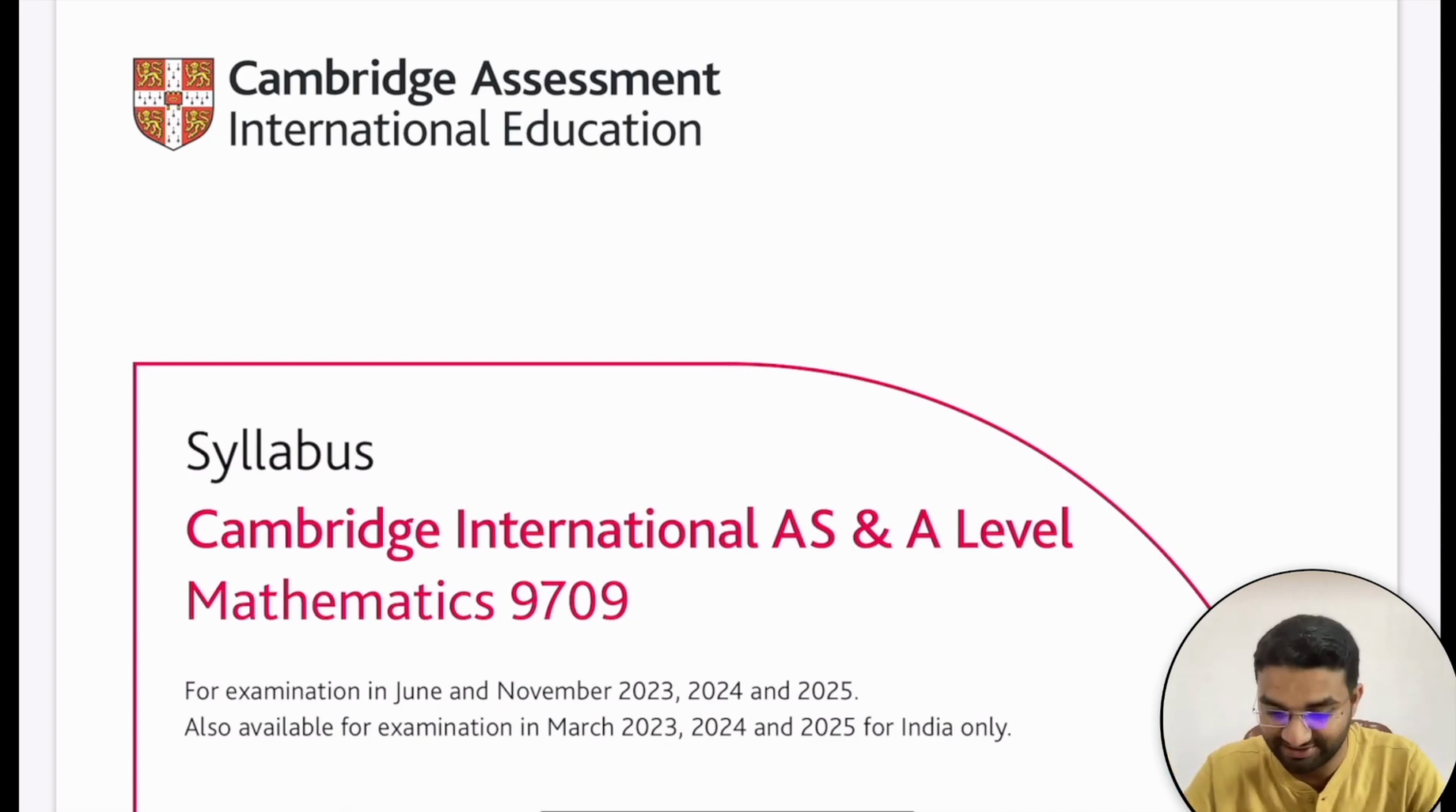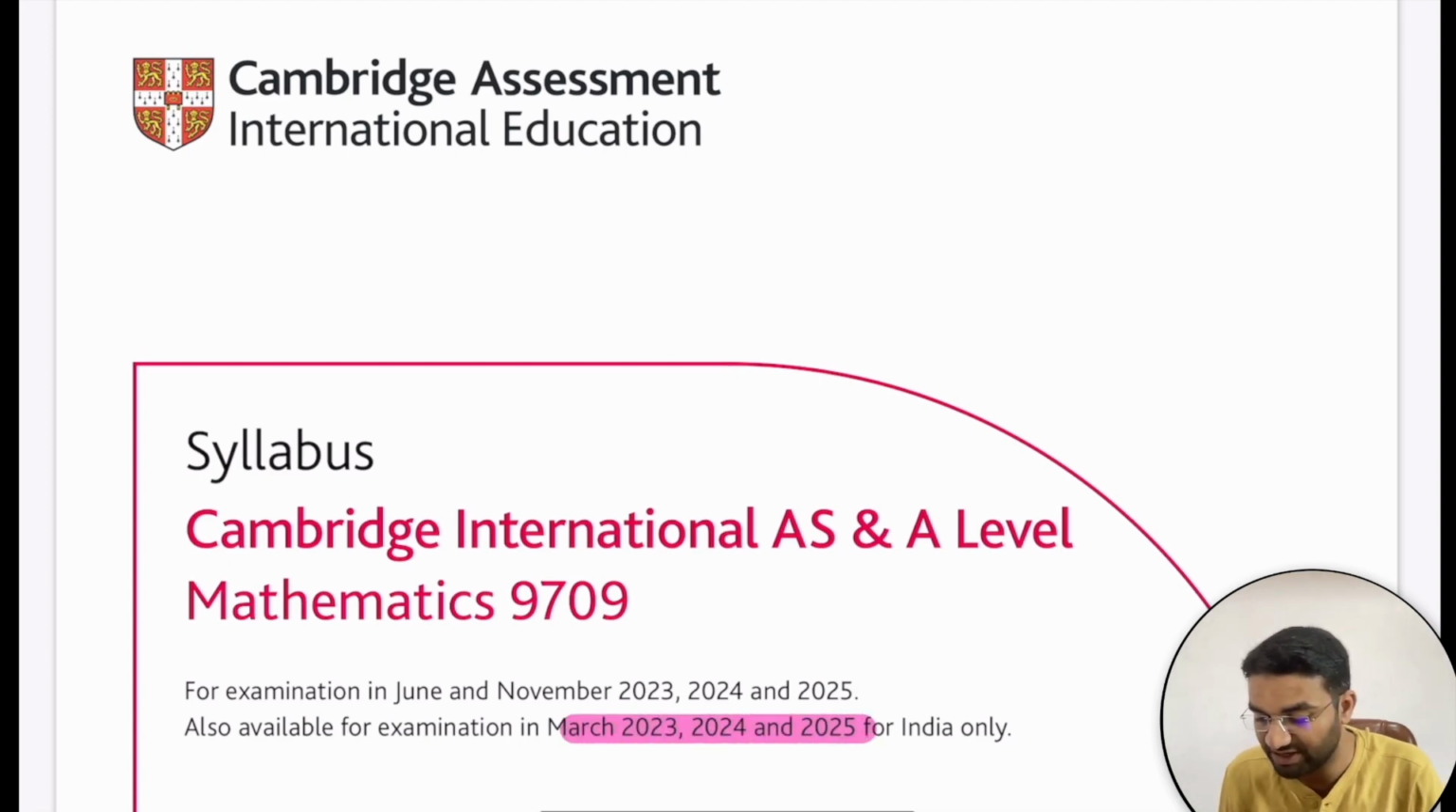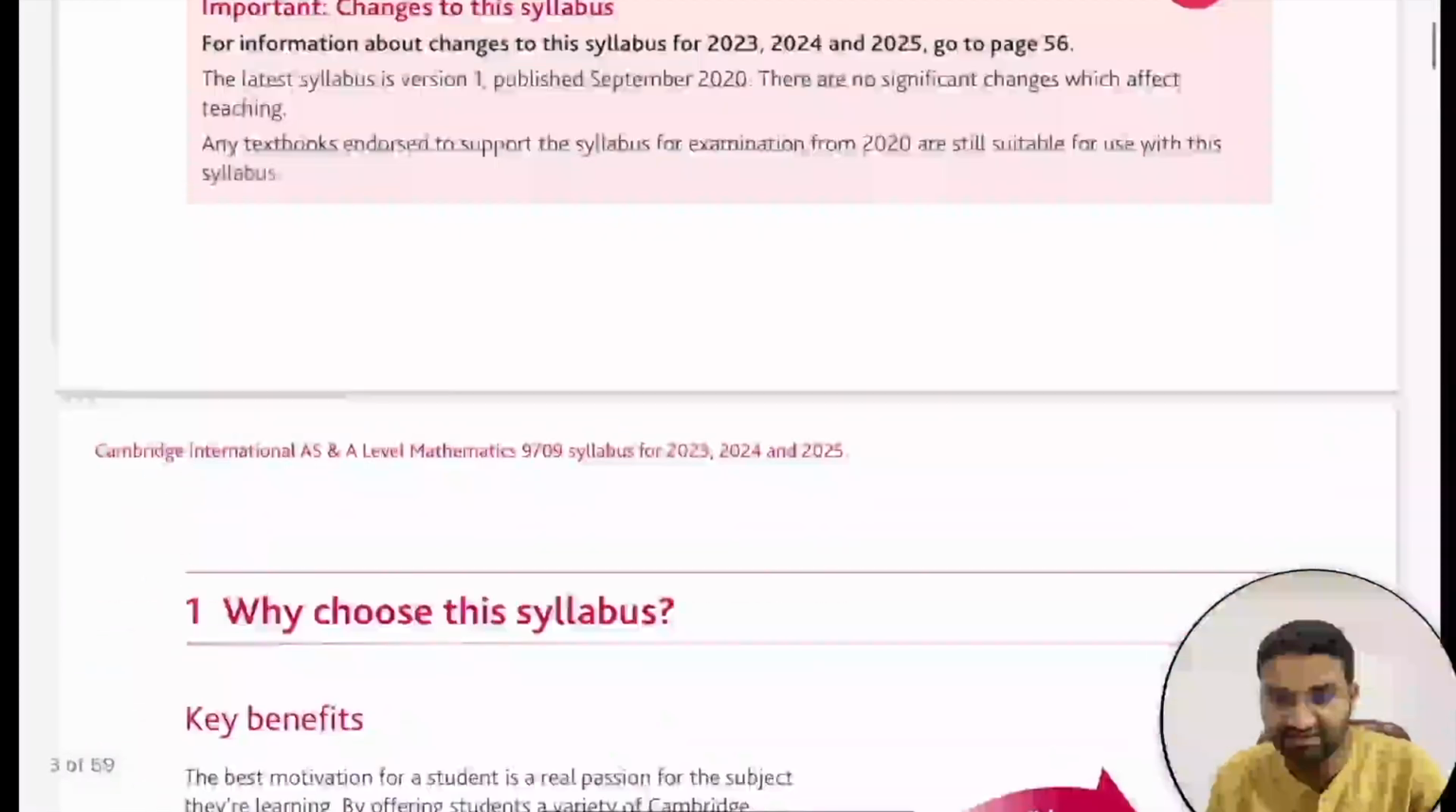Let's move to the discussion. This is the Cambridge syllabus for 2023, 24 and 25, and the syllabus is more or less the same, but some of the changes that they have introduced, we will discuss paper by paper. Then you have AS and A Level. Actually, 6 subjects are there.